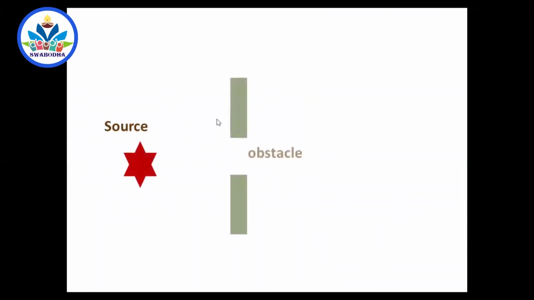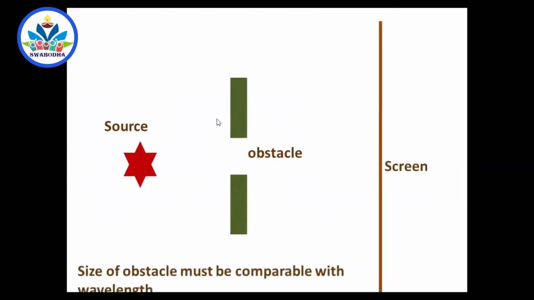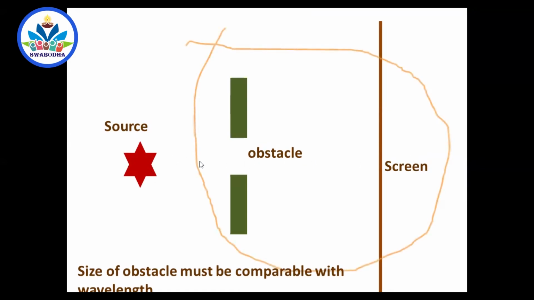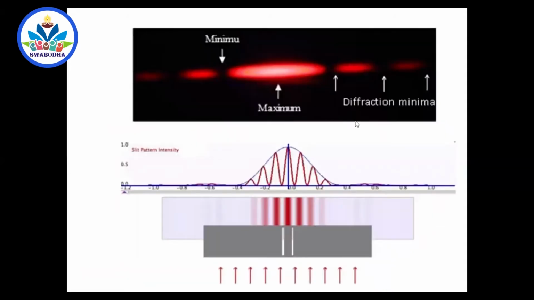That is also diffraction. Now, for diffraction, what are the things needed? One obstacle, a source of light, and a screen. Accordingly, you have different types of diffraction, two types especially: Fresnel and Fraunhofer. In Fresnel diffraction, the source and screen are at finite distance from the obstacle, and in Fraunhofer diffraction, at infinite distance. That means you have to use a lens and make the rays of light parallel. But the size of the obstacle must be comparable with the wavelength of light. This is how you actually see the diffraction.